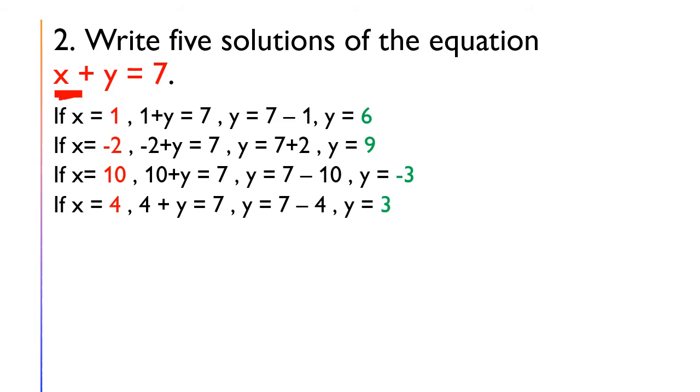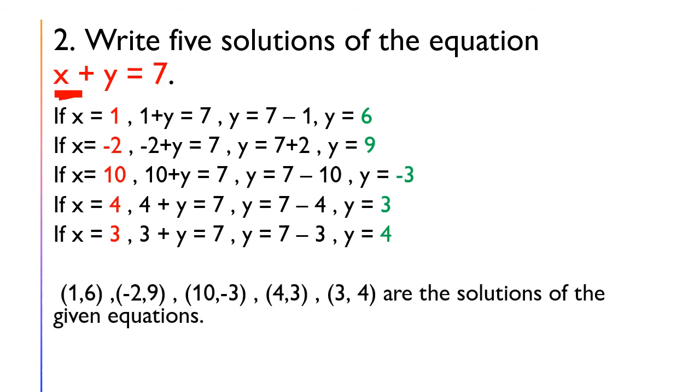When I substitute the value of x as 4, I get value of y as 3, and then I consider the opposite. I consider the value of x as 3. So when x will be 3, automatically y will become 4. So like this, I get any 5 solutions of this equation.